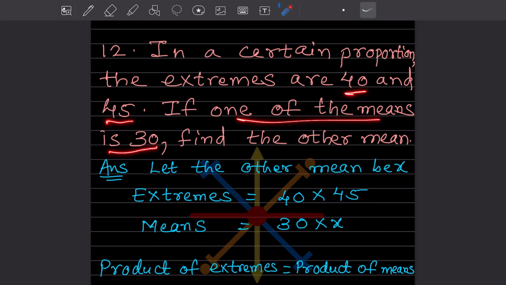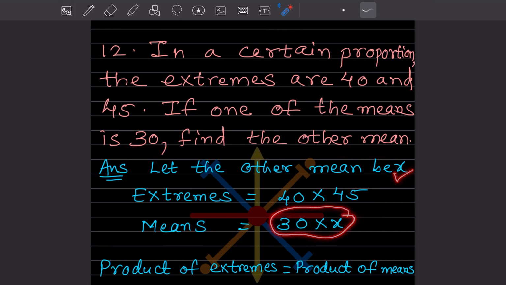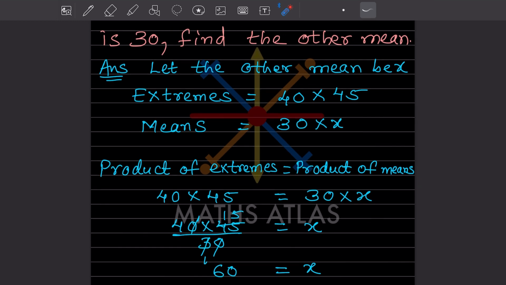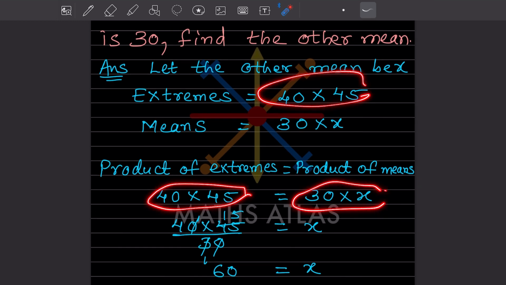Now the next one: in a certain proportion, the extremes are 40 and 45. If one of the means is 30, find the other mean. We have also done this in one of the exercises. Product of extremes is equal to product of means; that is the formula you have to remember. We don't know the other mean, so let us consider the other mean is x. Extremes are 40 and 45, so 40 multiplied by 45. Only one of the means is given, the other we have considered as x, so we multiply 30 by x. Product of extremes is equal to product of means, so 40 into 45 is 30 into x.